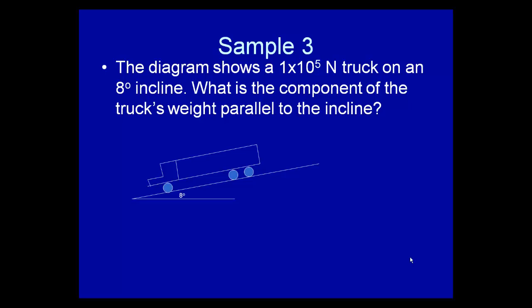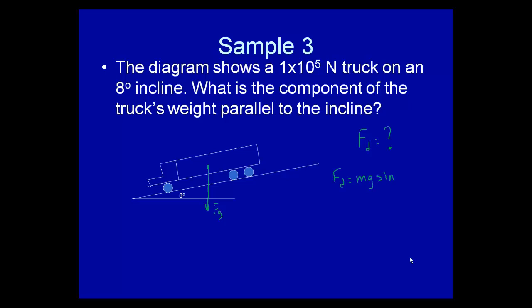A diagram shows a 1 times 10 to the 5th newton truck on an 8-degree incline. What is the component of the truck's weight parallel to the incline? What they're asking you for is the force down the ramp. Remember, weight acts straight down. So I'm looking for force down. Force down is my unknown.